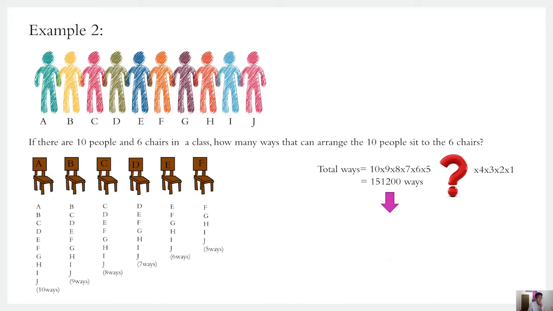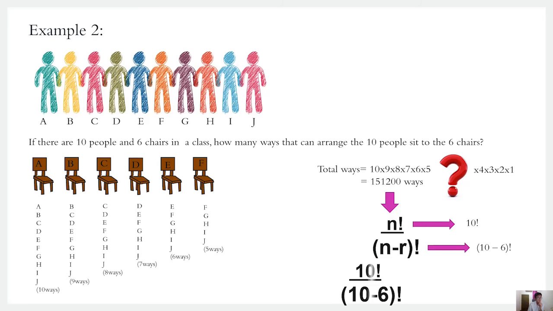This can be shown with the permutation formula, which is n factorial divided by n minus r factorial. What is n factorial? The n stands for 10 people, so n factorial is 10 factorial. The r stands for 6 chairs, so it becomes 10 minus 6 factorial. It is formed like this: 10 factorial divided by 10 minus 6 factorial, which can also be written as 10 factorial divided by 4 factorial.